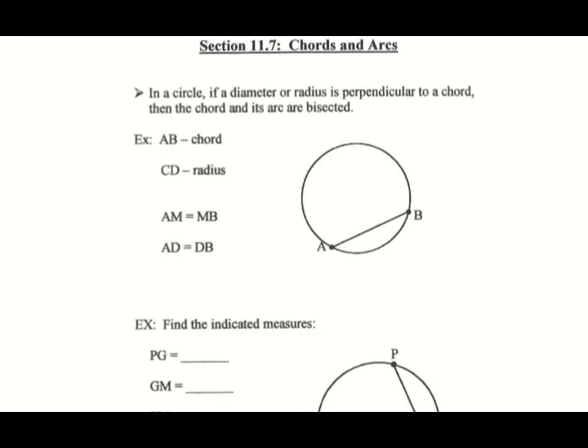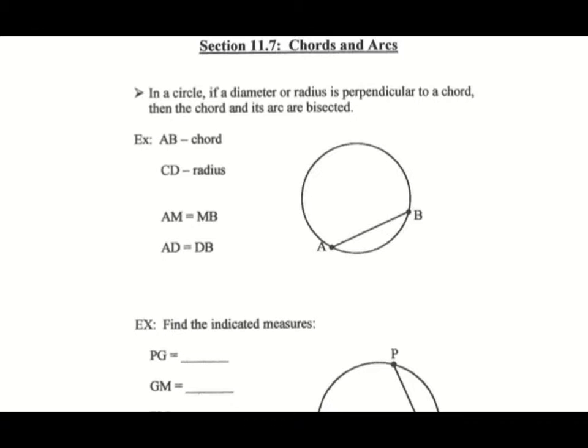In section 11.7, we're going to talk about chords and arcs. So we've been talking a lot about arcs related to their angle measures, and we mentioned a chord earlier in this chapter. In a circle, if a diameter or radius is perpendicular to a chord, then the chord and its arc are bisected.